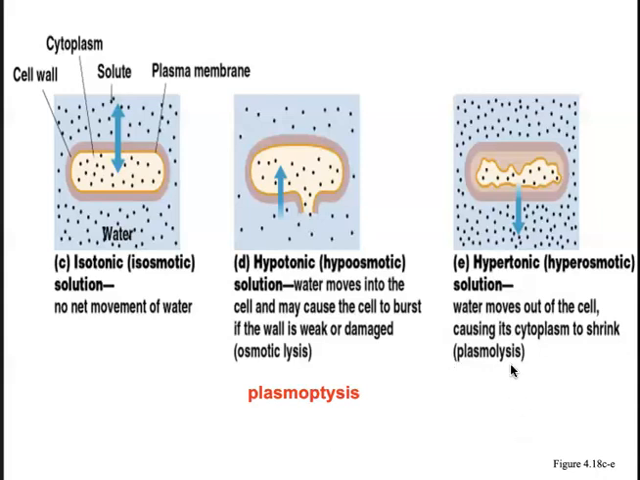So, this is what we call plasmolysis. Okay? So, plasmolysis is when water from outside enters inside the cell, causing the cell to swell and eventually burst. That's plasmolysis. We can see that if the environment is hypotonic.